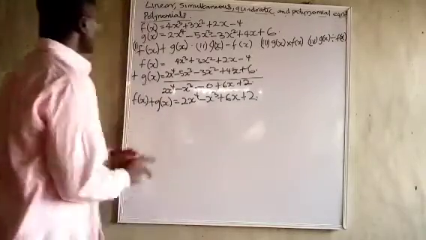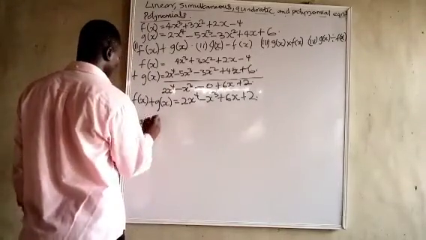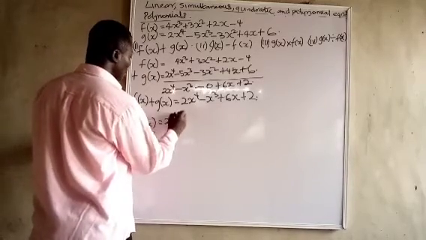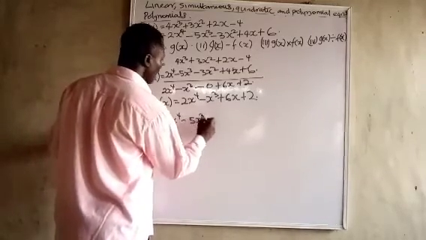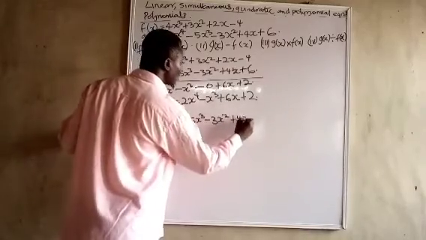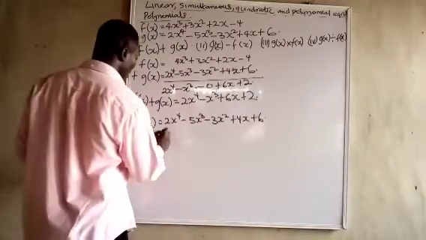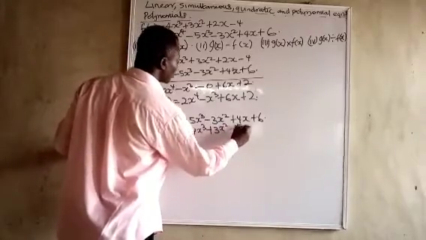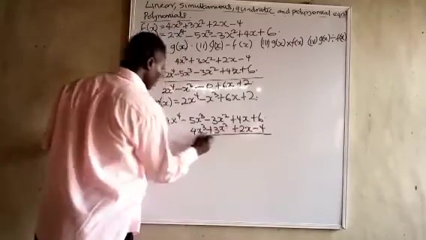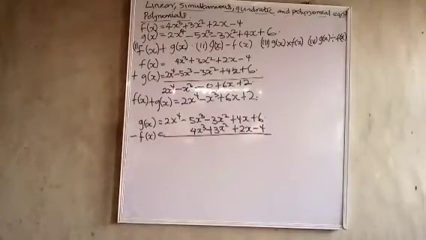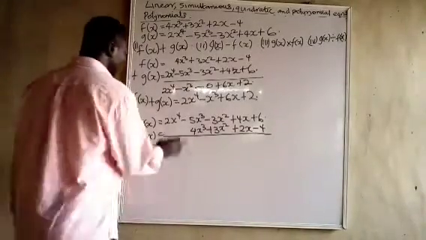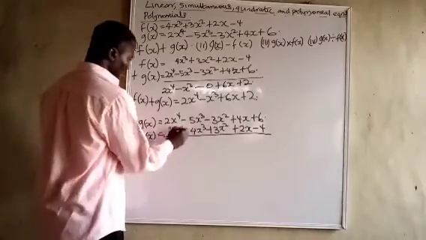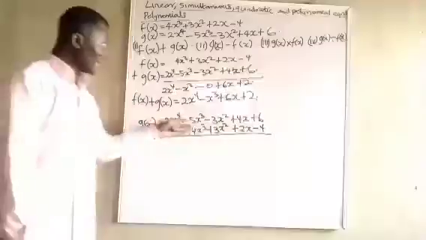Now let's do the subtraction. g(x) minus f(x). So what does that give you? 2x raised to the power 4 minus 5x cubed minus 3x squared plus 4x plus 6. This one is 4x cubed plus 3x squared plus 2x minus 4. Now for ease, sometimes for those powers that are missing, you can put 0 like this, so that you will know that you have arranged them in the right order.